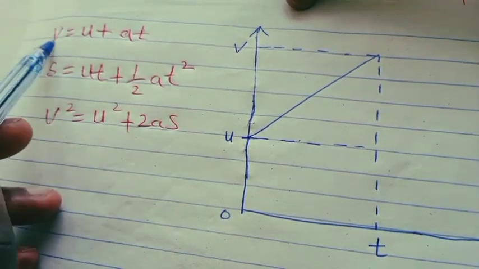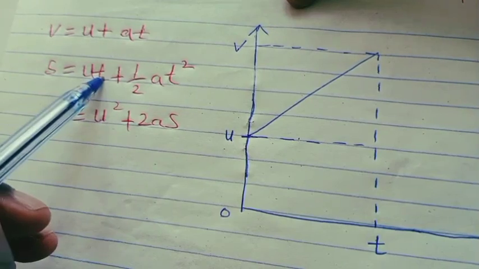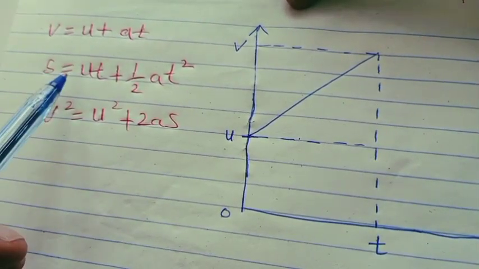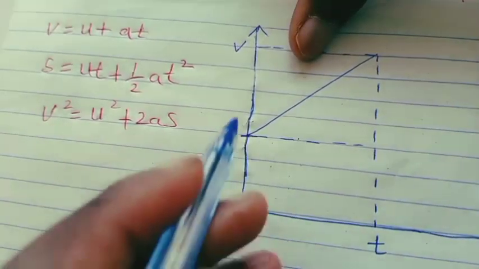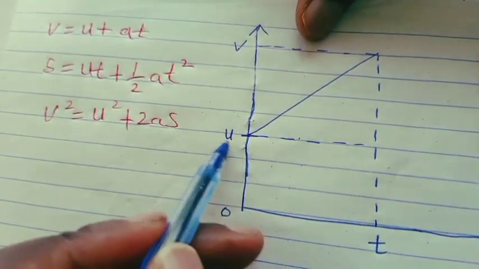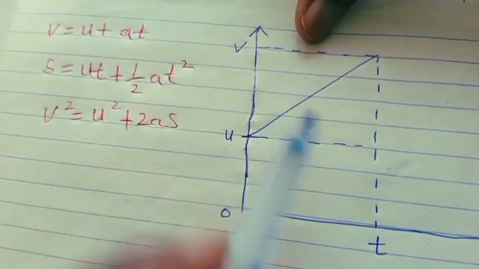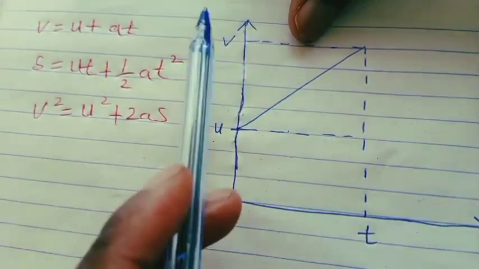In this case, v stands for the final velocity, u initial velocity, t time taken, a acceleration, and s distance covered after time t. So we are going to assume that our body starts at velocity u, and at time t here, our body will have reached velocity v.